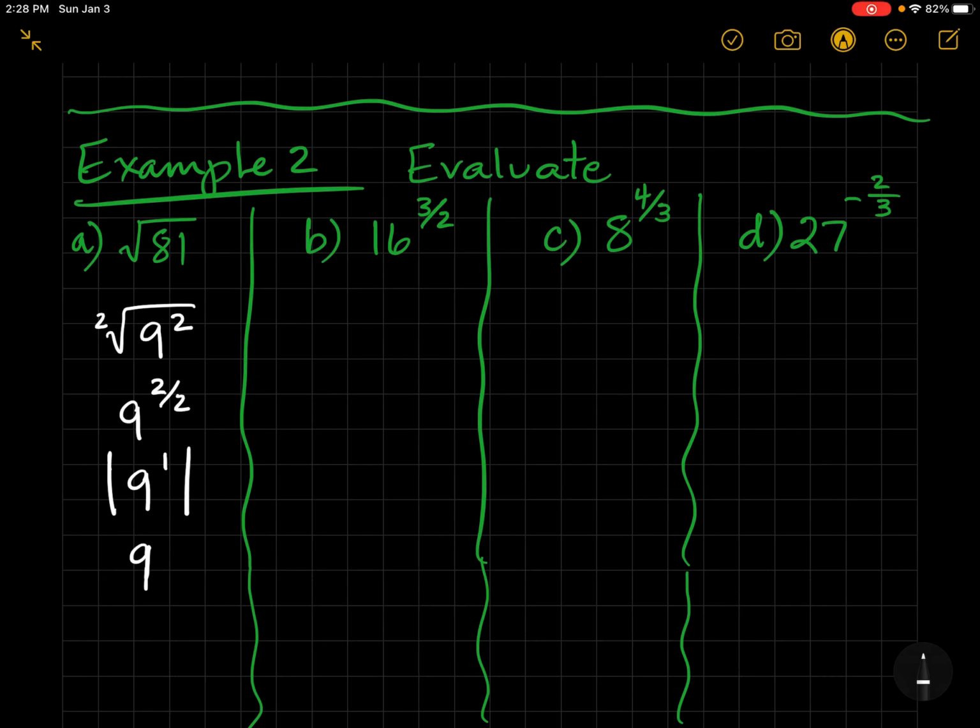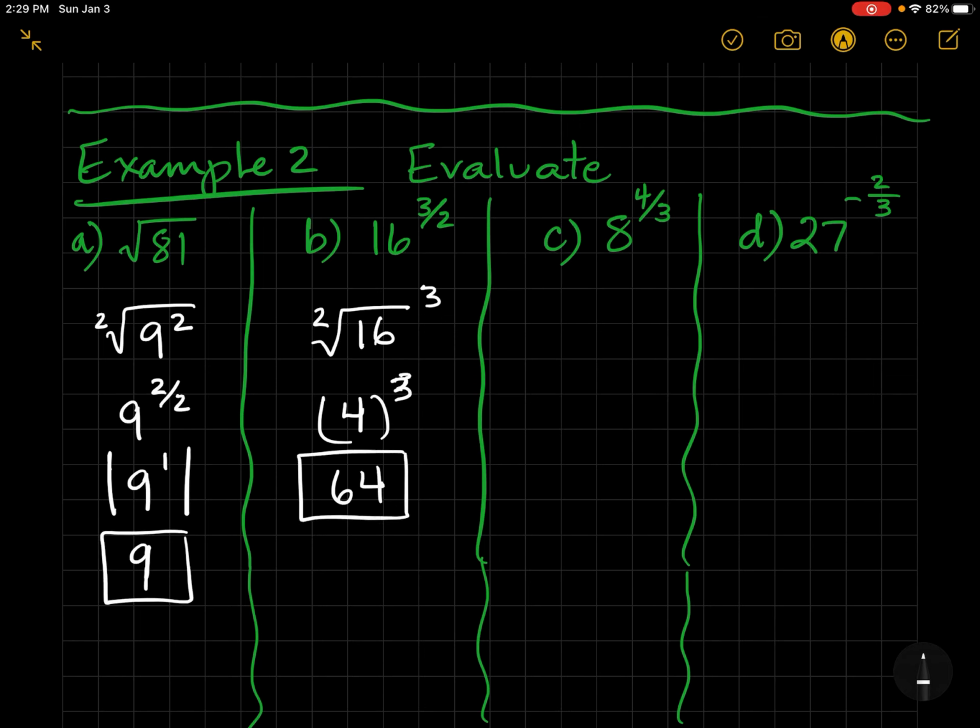So now, let's look. This is the square root of 16 cubed. I could put that cube on the inside, but I don't know what 16 cubed is off the top of my head. So anyway, the square root of 16 is just 4. And now 4 cubed, I do know, is 64. So that would be my final answer.